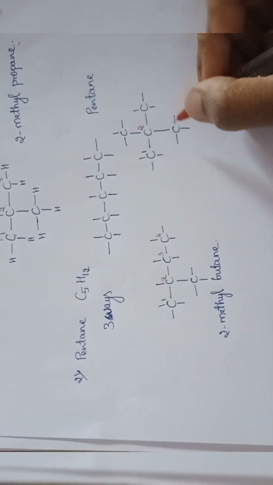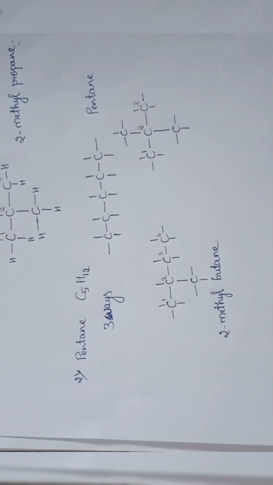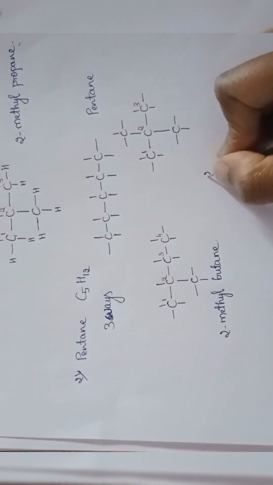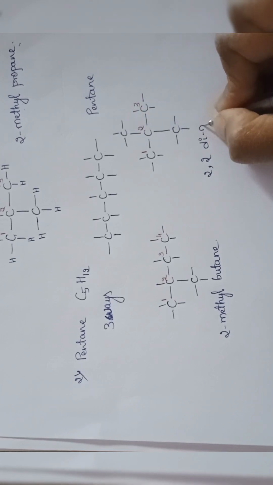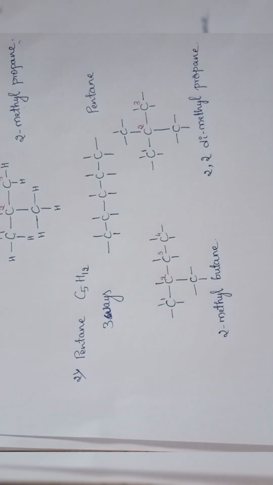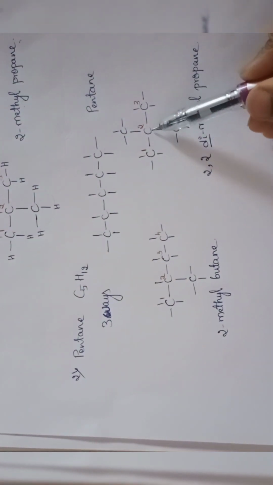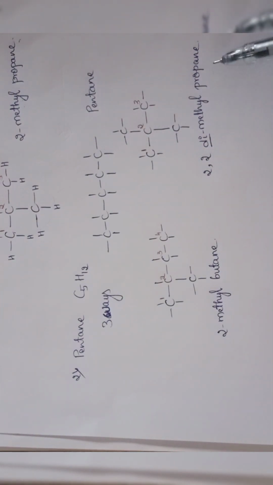Likewise, here also 1, 2. This we are taking 3, which means it is the same in this molecule. Hence we can take anything. The name will be 2, 2 dimethyl propane. The prefix will be di because at position 2 there are 2 methyl groups attached. 2, 2 dimethyl propane.